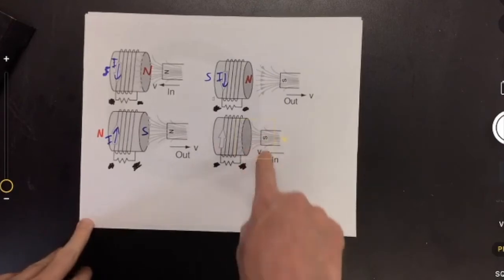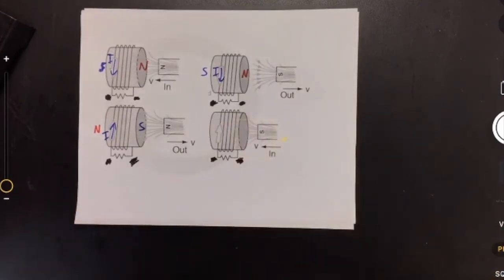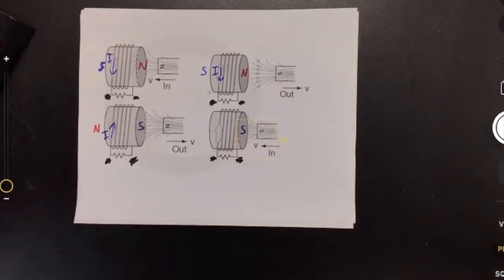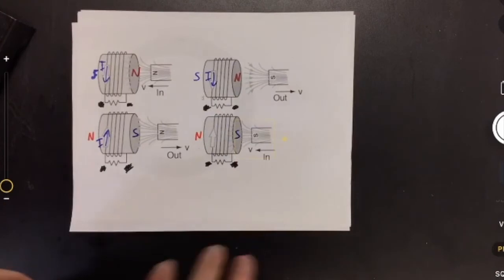Now over here, what's happening? A south pole is being brought closer. How do you resist something coming closer? You push it away, you repel it away. And again, how do you repel a south? With a south. So on this side, a north. Okay, let's check the student's work.